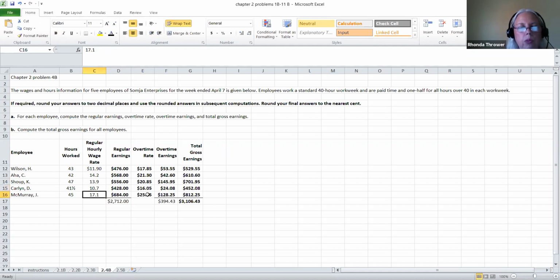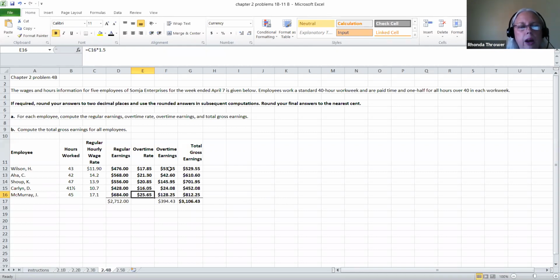1710 times 1.5 gives you the overtime rate for McMurray. Once you have the overtime rate, then you multiply it by the overtime hours. For Wilson, the total hours were 43 hours. He had 3 hours overtime. Regular earnings are based on 40 hours. Overtime earnings are based on any amount above 40 hours.